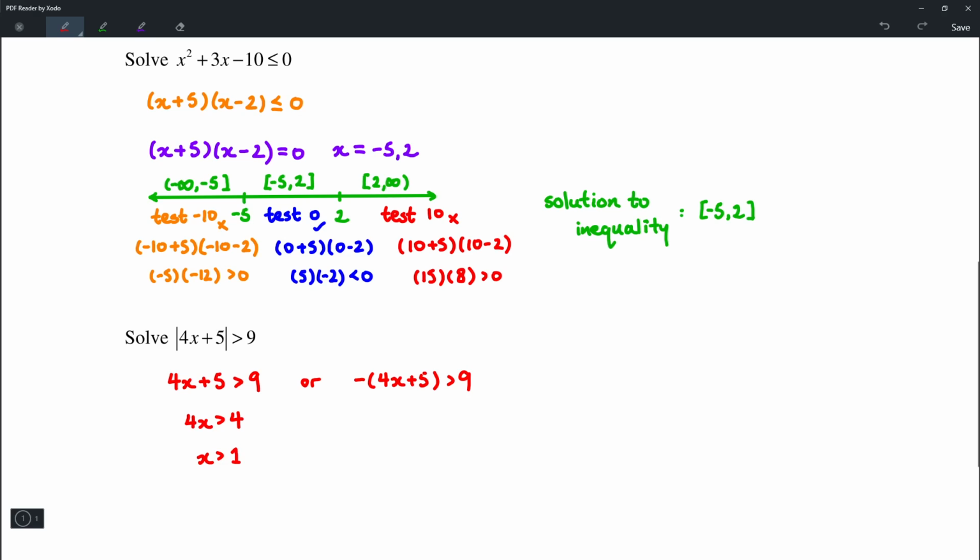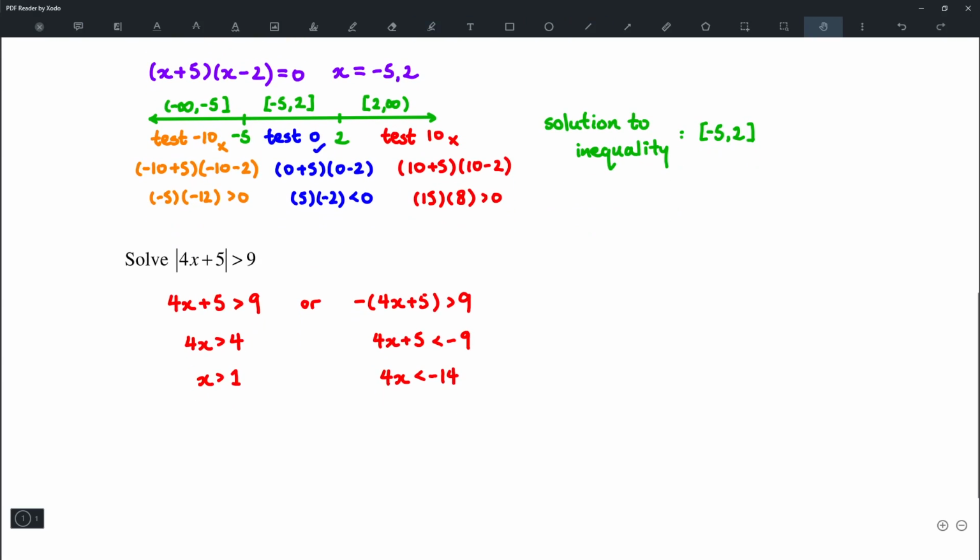On the right-hand side, we can multiply both sides by negative 1 first. So we have 4x plus 5 is less than negative 9. Since we multiply both sides by negative 1, we change the direction of the inequality. From there, we can subtract 5 from both sides. So 4x is less than negative 14. And finally, we can divide both sides by 4, which gives us x is less than negative 7 over 2.